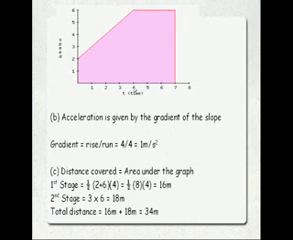In the second stage of the journey, that would be from time equals 4 to time equals 7. Well, that's quite straightforward to get this area. It's just going to be 3 times 6, which is 18. 18 plus 16 was 34 meters. So the total distance covered is 34 meters.